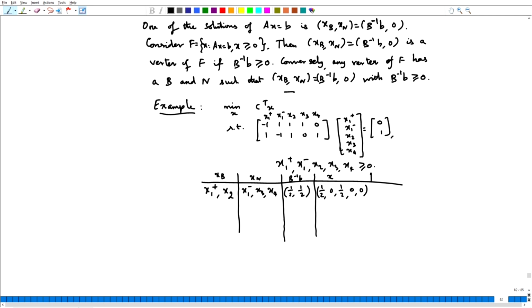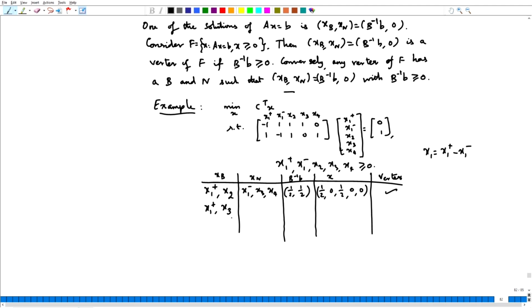And you can see that this is actually a vertex, right, because recall that x1 is x1 plus minus x1 minus. So, half minus 0 is half, x2 is half, right. So, half comma half is actually a vertex. I have got this vertex by assuming x1 plus and x2 as basic variables and the others as non-basic variables. So, let me do the others quickly.